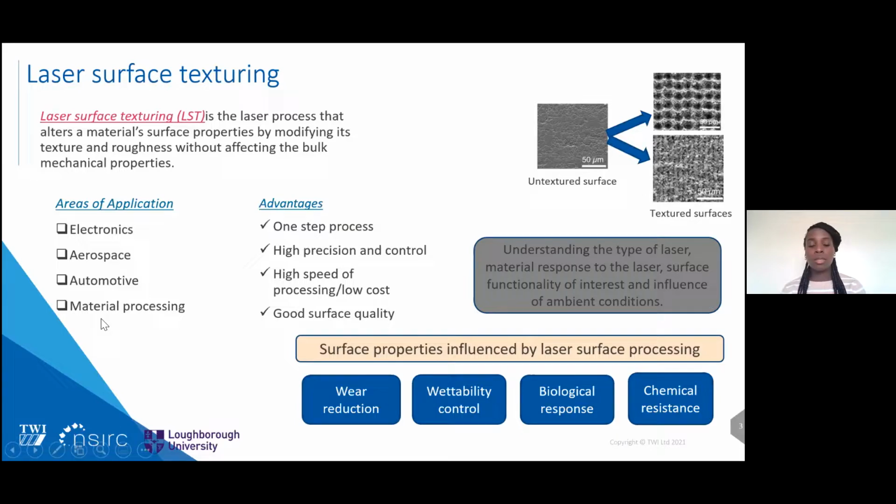It is one thing to identify the capabilities or potential of laser surface texturing, but it is also very important to understand how a material responds to different lasers and how you can achieve the functionality of interest to you using laser surface texturing. And of course, not forgetting that environmental conditions can also affect the outcome of the process.